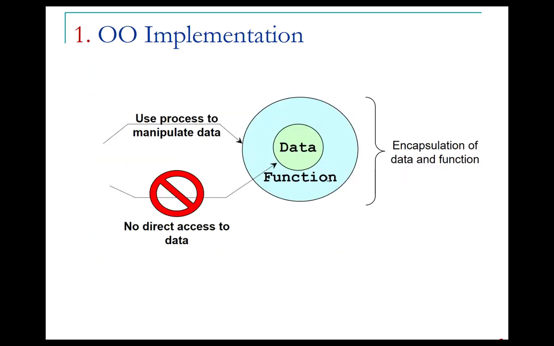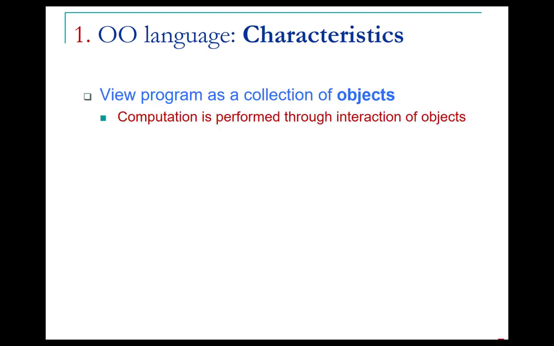Data is sort of protected by functions, and the data and functions are encapsulated in one package. There is no direct access to the data. To process the data, the third party has to call the function to deal with the data. So any modification to data is through functions that are known within the package. So in object-oriented programming, the view of a program is a collection of objects.